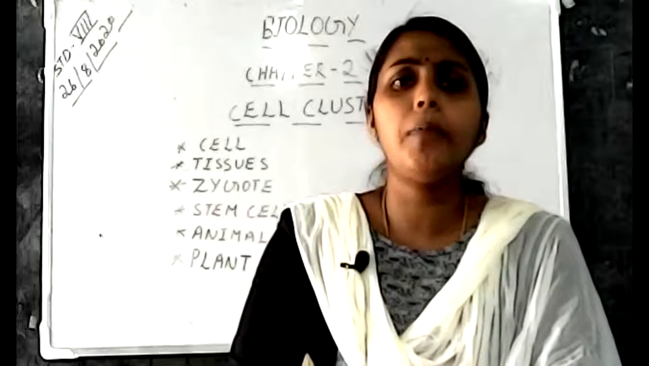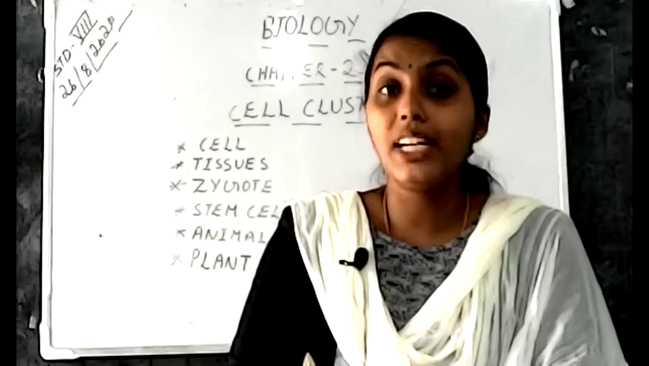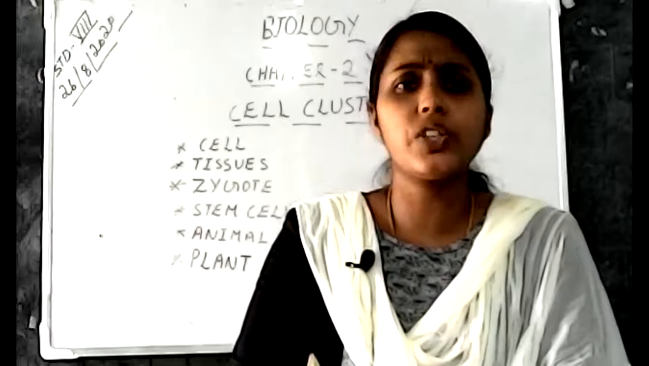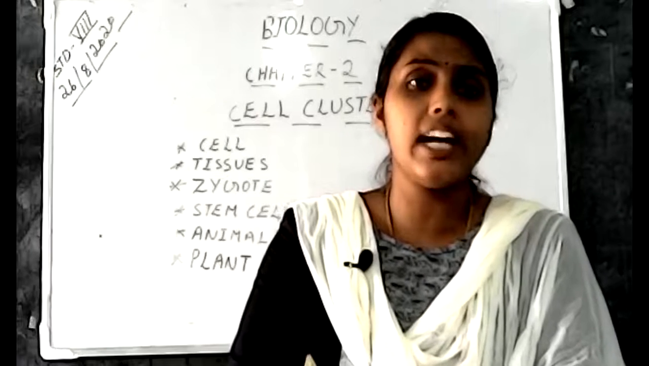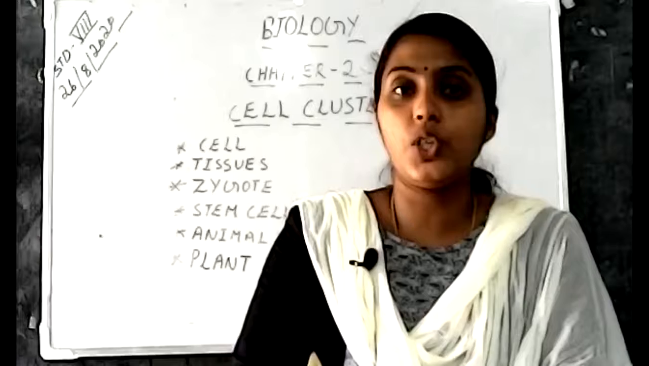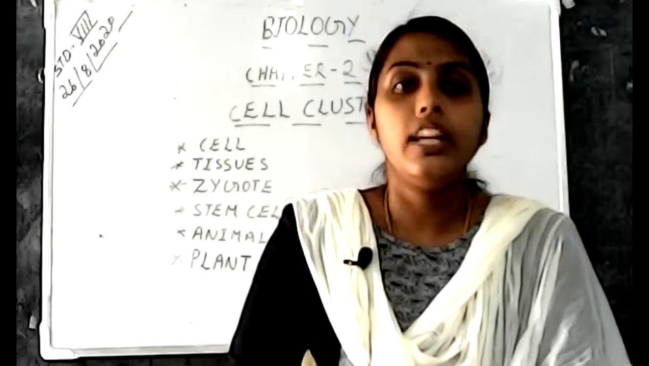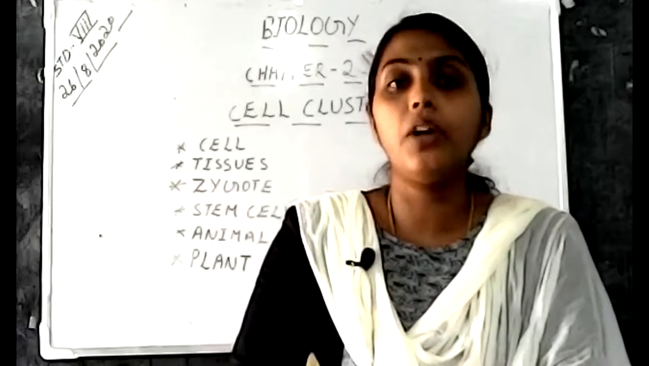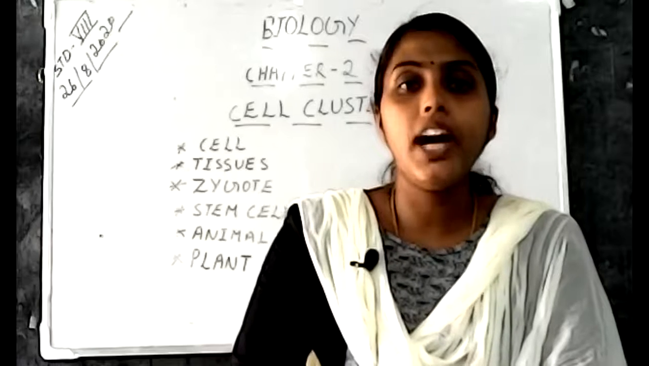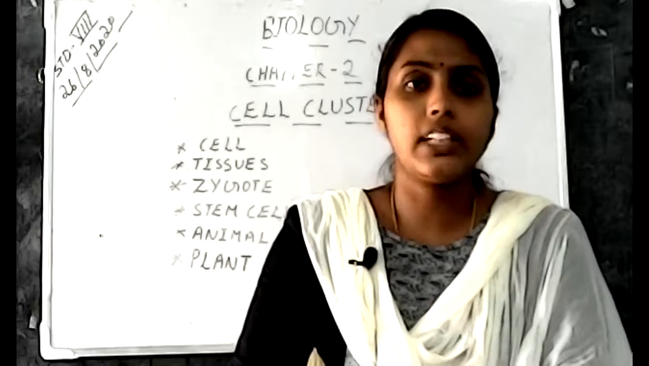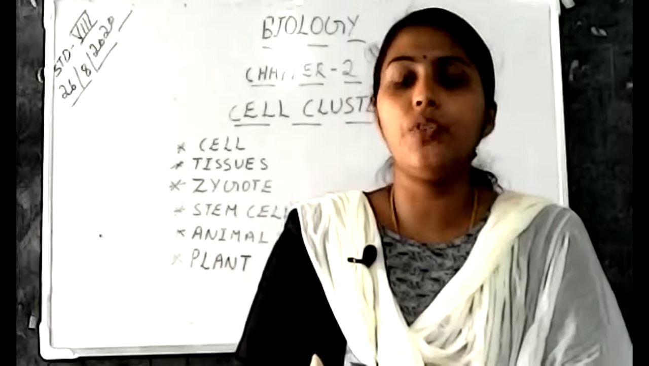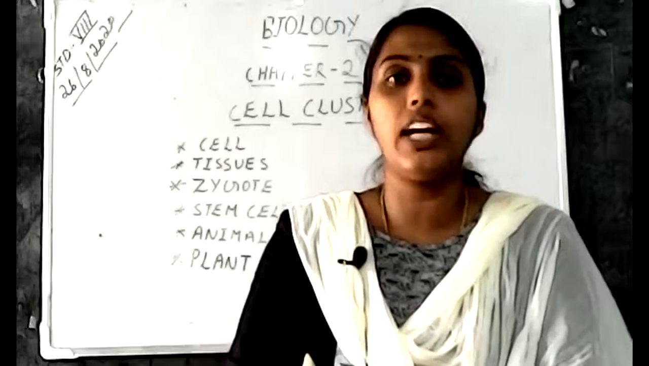Then the different types of plant tissues were also studied. Plant tissues are divided into 2, meristematic and permanent. Permanent tissue is again divided into simple and complex. Under the simple, we have studied about parenchyma, collenchyma, and sclerenchyma. Is it clear for you? Next, the complex tissue we will study in the next part of the class, in the next class.